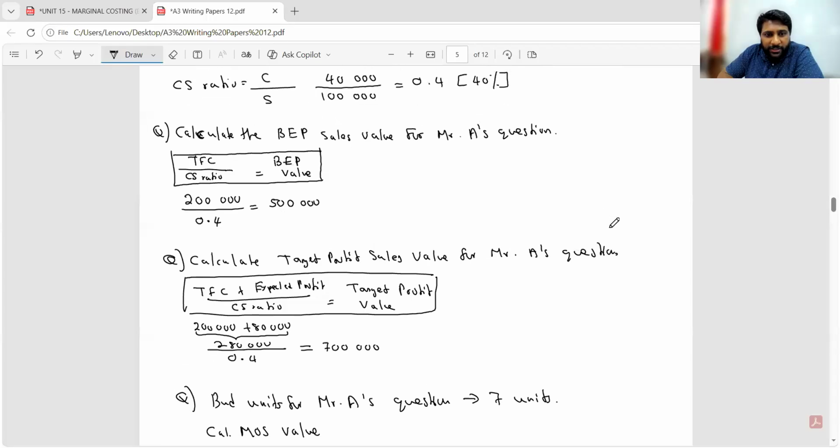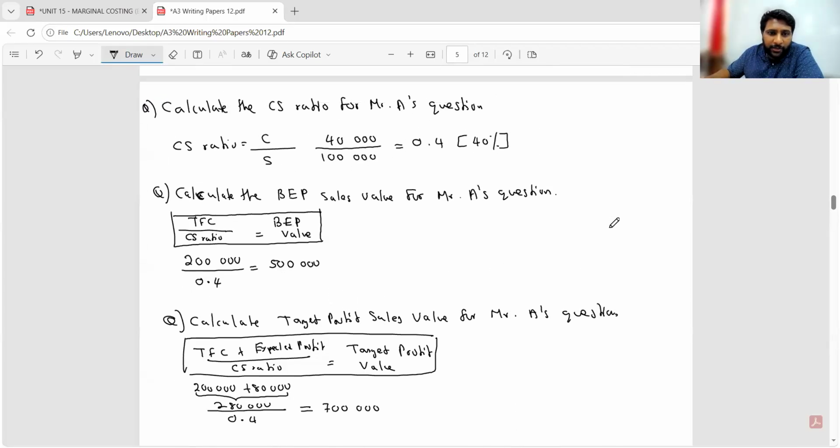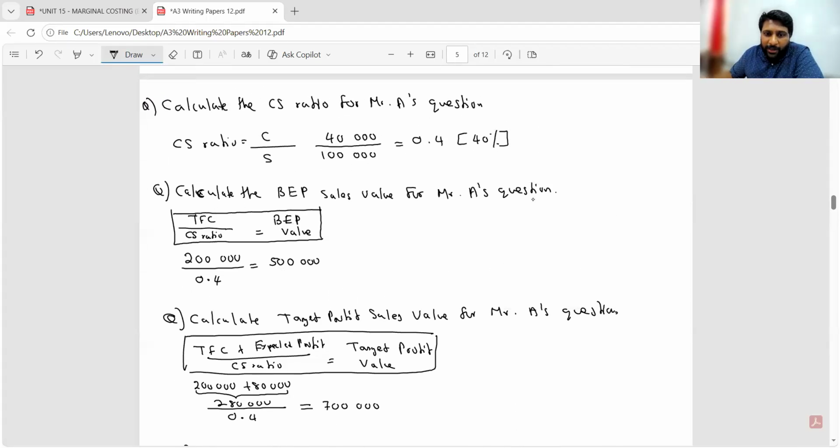So in these questions, people, can you all add this point? Calculate the break-even point sales value for Mr. A's question using CS ratio. Add the point, people, using CS ratio.